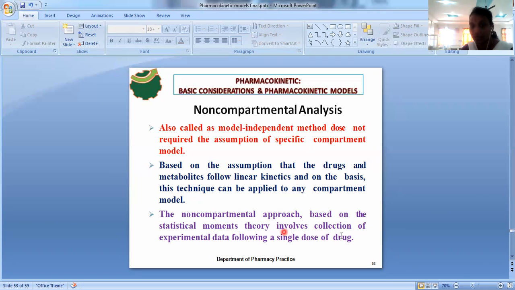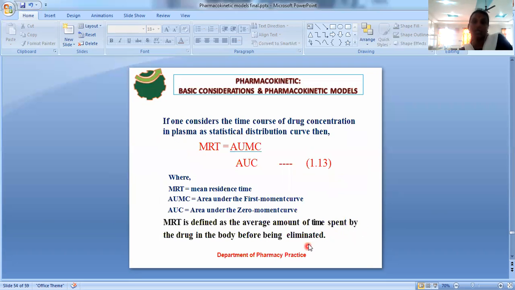It involves the collection of experimental data following a single dose administration. The important statistical parameter you are considering is the MRT. MRT is nothing but the average amount of time spent by the drug in the body before it is eliminated. The average time spent by the drug in the body before being removed from the body is given by the MRT, and it can be determined by the formula AUMC divided by AUC.